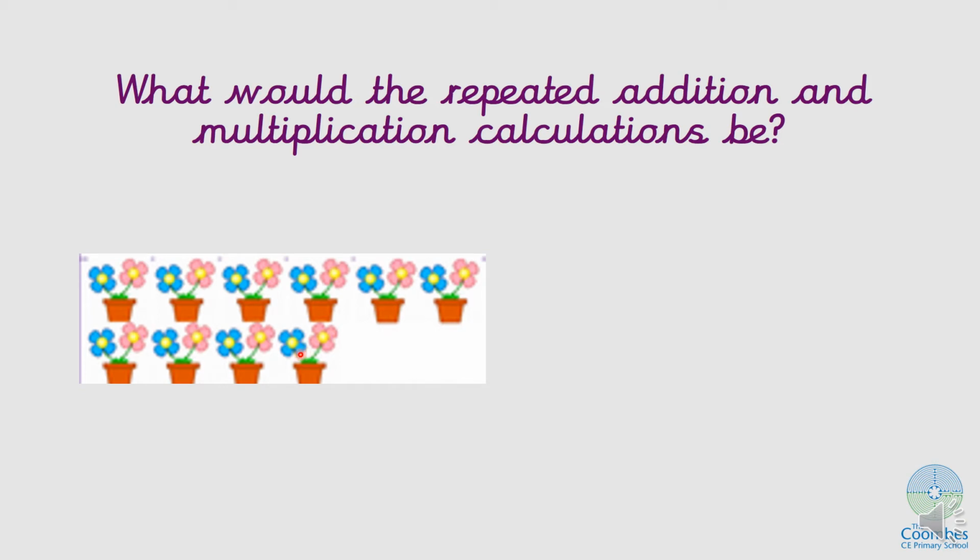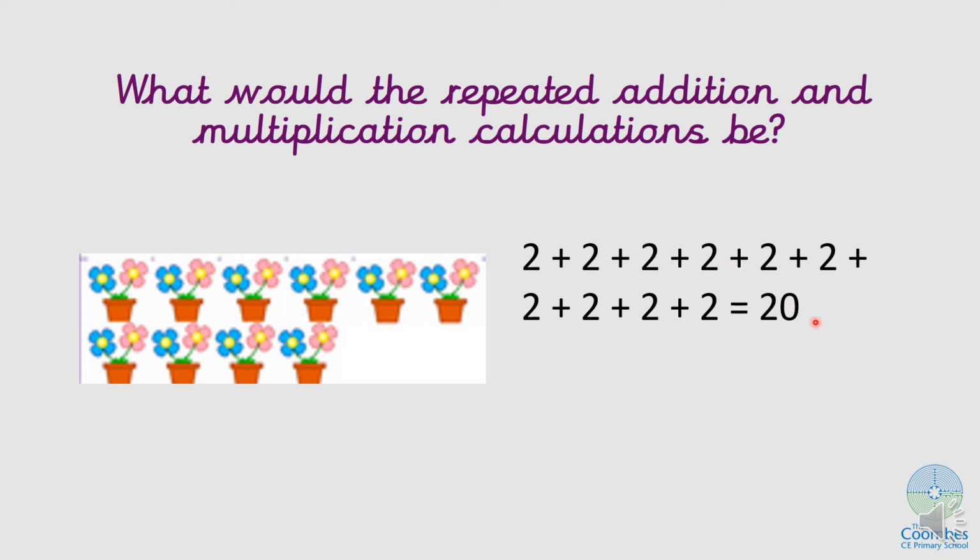So let's count in 2's to find out how many there are altogether. 2, 4, 6, 8, 10, 12, 14, 16, 18, 20. So when we write it out, it'll look like all of these 2's and then 20. To make it easier, we can write that as a multiplication calculation. So how many groups of 2 do we have? We've got 1, 2, 3, 4, 5, 6, 7, 8, 9, 10. 10 groups of 2 equals 20.